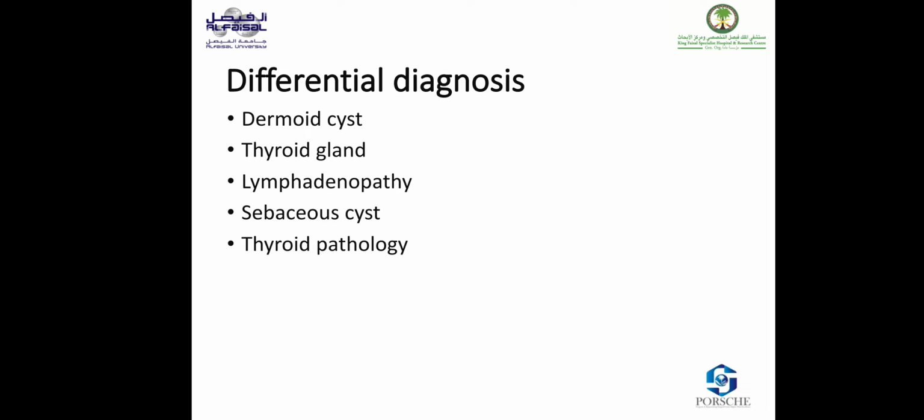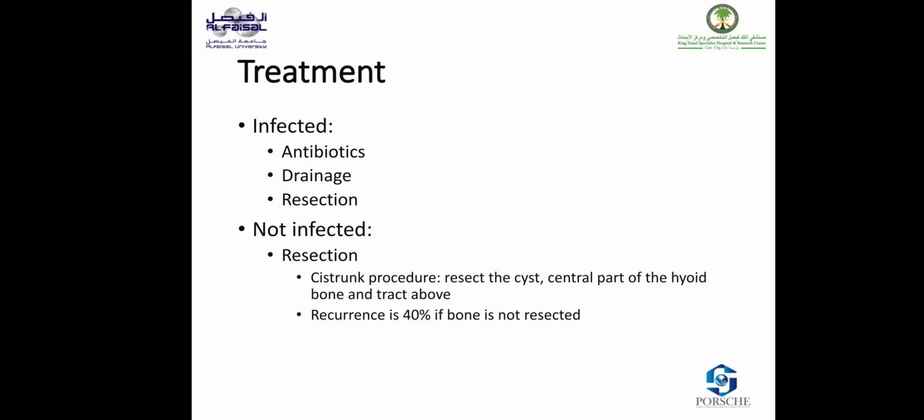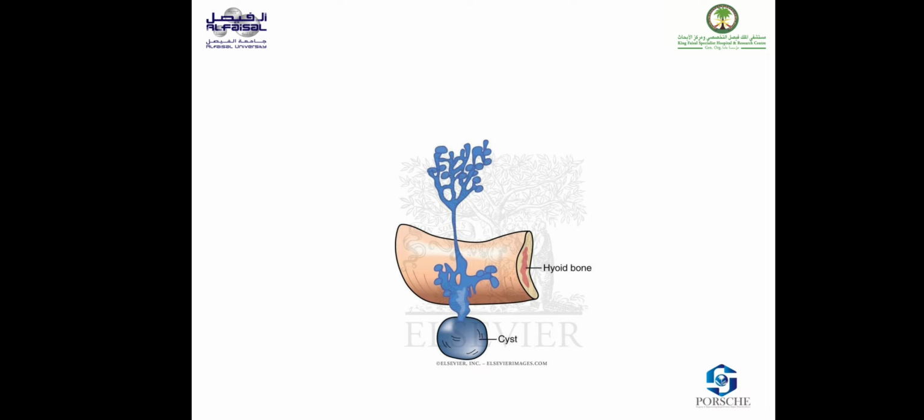Now, how to treat them? If it's infected, treat with antibiotics. You may have to drain, but after that, you have to resect it. And the resection usually is done with something called the Sistrunk procedure. What does that mean? It means that you have to resect the central part of the hyoid bone with the cyst. If you don't, it will come back. You remember what I told you about the descent? It goes through the bone, and if you look at the bone, there are small connections to the major cyst. So if you cut it here, shaving it off the bone, it will happen again.